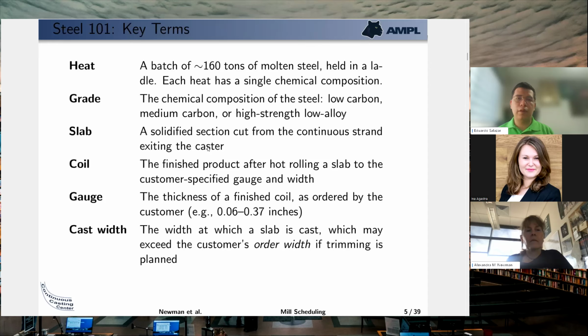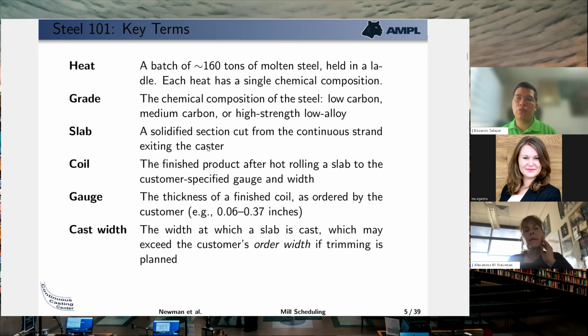Before we go further, I would like to make sure we're all speaking the same language, because this domain has its own vocabulary. So I will introduce some basic key terms. A heat is a batch of molten steel, around 160 tons, held in a ladle. Each heat has a single chemical composition, which we call its grade. We can think of it as a recipe. It can be low carbon, medium carbon, high strength, low alloy. And once this steel solidifies, it goes through the casting process. It gets cut into slabs, and these slabs get rolled into coils, which is the finished product.